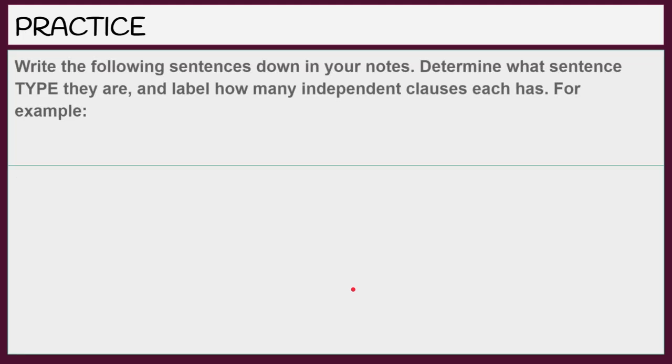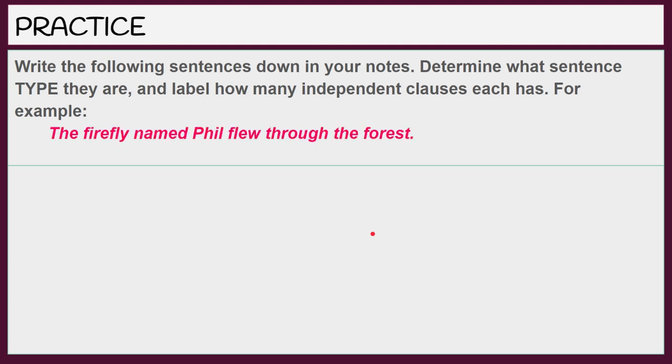Here's some practice. So you're going to write the following sentences down in your notes and you're going to determine what sentence type they are, and then you're going to label how many independent clauses each one has. For example, the firefly named Phil flew through the forest. Whew, that is a lot of alliteration. The firefly named Phil flew through the forest. Well, we have a period here.